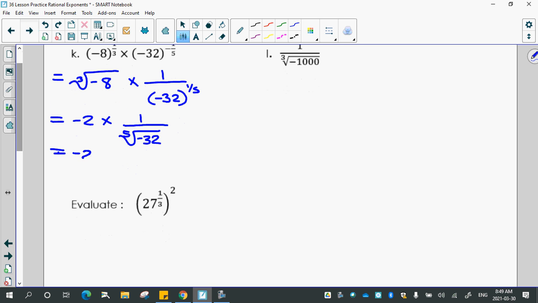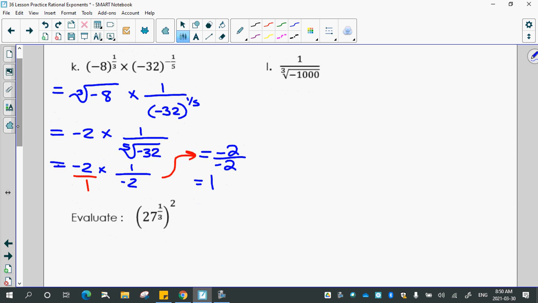Which is negative 2 times 1 over, what's the 5th root of negative 32? Negative 2, good. And then I'm just multiplying fractions together. So I multiply the tops together and I get negative 2. Multiply the bottoms together and I get negative 2. And then when you divide them, you get positive 1. So complicated way of writing 1 up here. Okay. Complicated way to write the number 1.